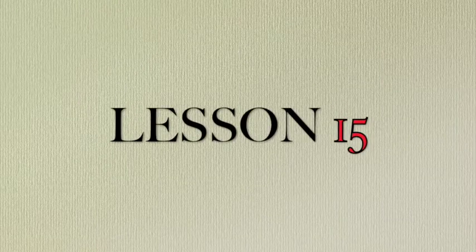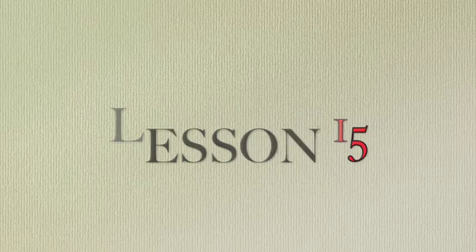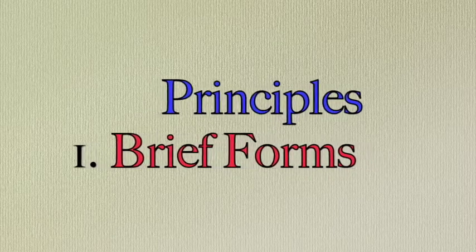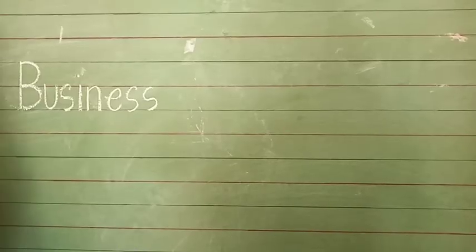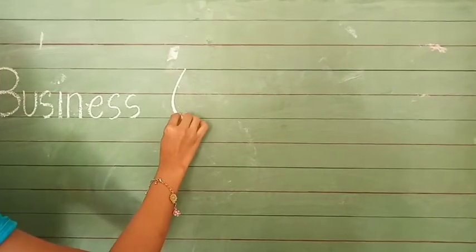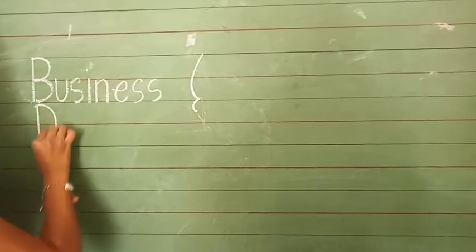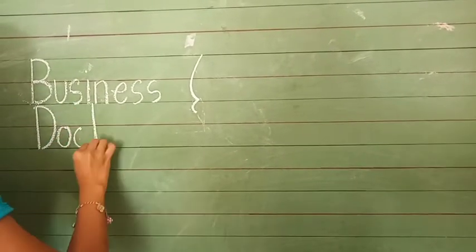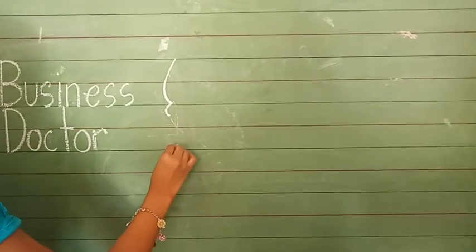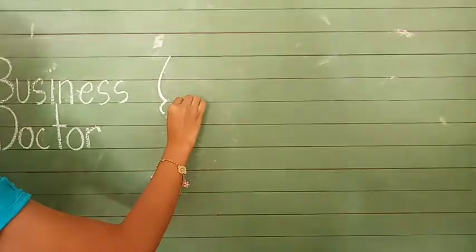Today, we will discuss Lesson 15. Under Lesson 15 is Principle number 1, which is brief forms. Example, business is represented by V and left S stroke. Next, doctor is represented by D stroke and R stroke.